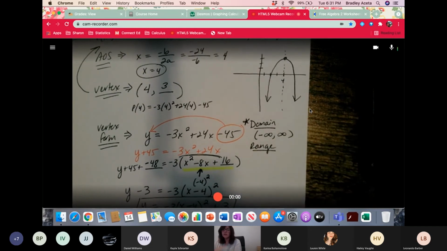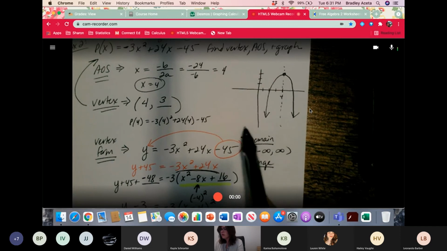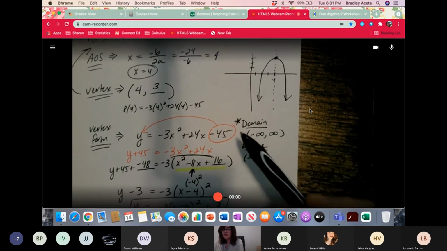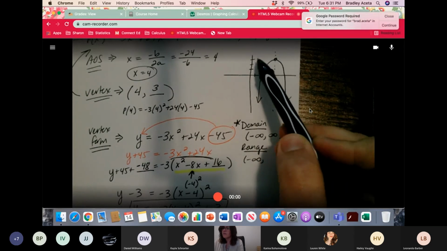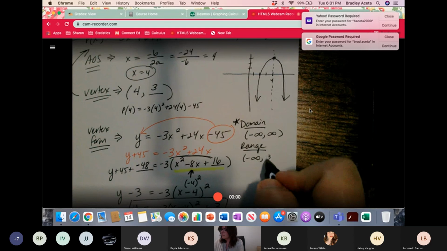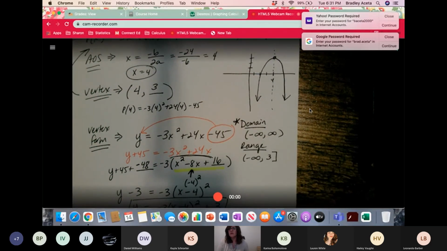What's the range? How tall is this thing getting? What's its lowest point to its highest point? Its lowest point on the y-axis, since this is going on forever and ever, would be negative infinity. And then it would go all the way up to this point on the y. This is 3. And you put a bracket there because you're closed at that point.